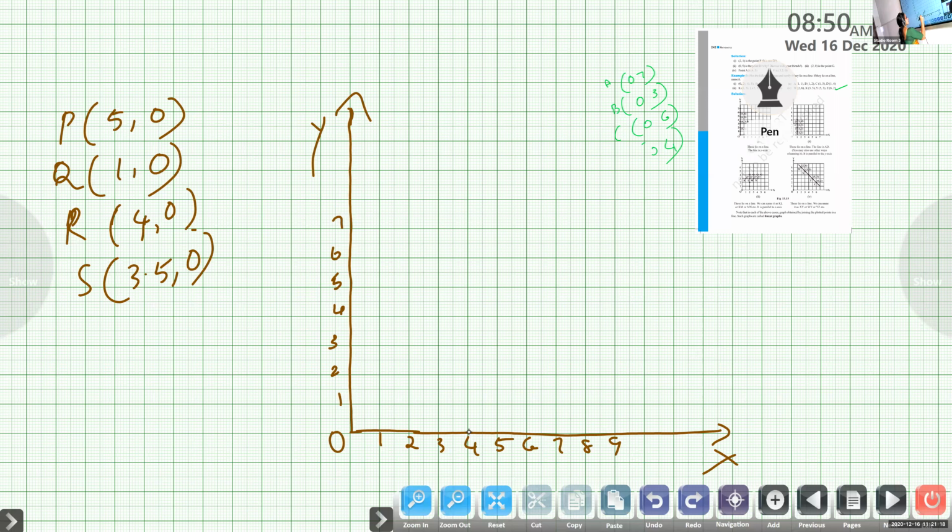R is 4, 0, this is R. Ma'am, I have drawn only up to 6. No problem, you can take one more, T. S is 3.5, 0. 3.5 is here, this is S. 3.5 comma 0.